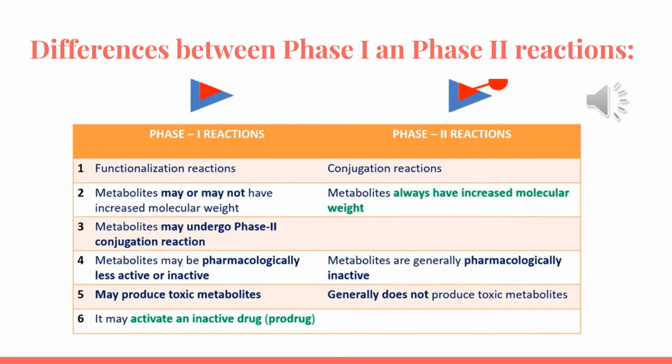Phase 1 may also activate an inactive drug, whereby we can have a prodrug, meaning a drug that would be activated in the body, and upon a phase 1 reaction, a certain functionalization reaction will activate this inactive drug into a metabolite that is now active and can perform a certain action in the body. However, in phase 2 reactions, the metabolites are generally inactive and they generally do not produce toxic metabolites.